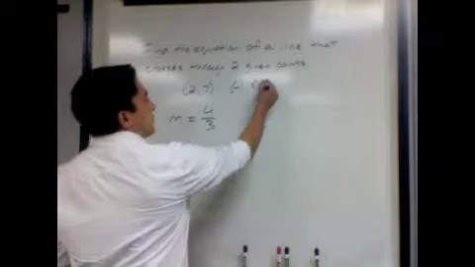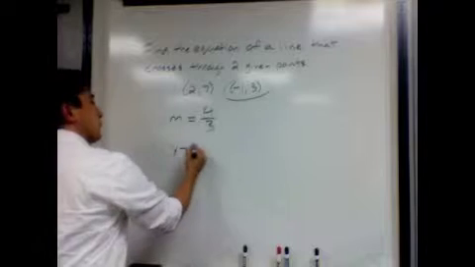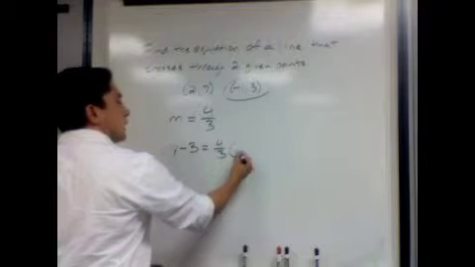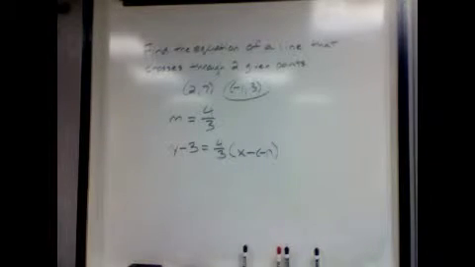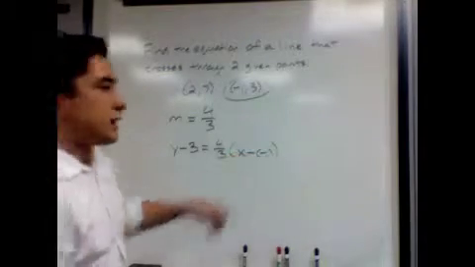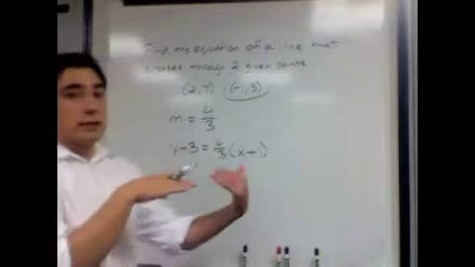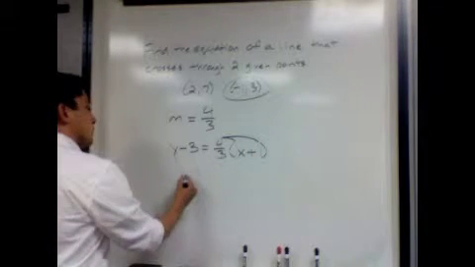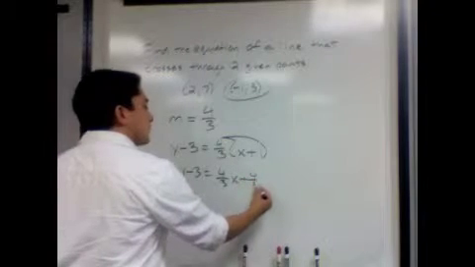So I'm going to choose this one for this example. So I do y minus y1, which is 3, equals my slope times x minus x1, which is negative 1. Okay? So in this case, I can take this x minus a negative 1 and change it into x plus 1, because the minus and negative becomes plus. So now what I'm going to do is distribute. So I have y minus 3 is equal to 4/3 x plus 4/3.